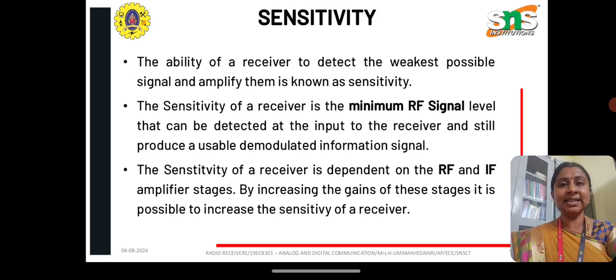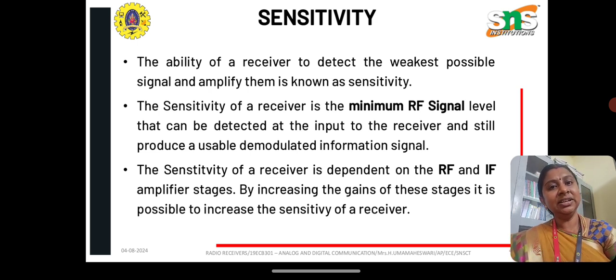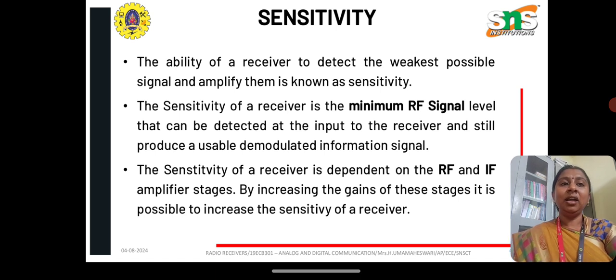The first one is sensitivity. Sensitivity is nothing but the ability of a receiver to detect the weakest possible signal and amplify it. It is the minimum RF signal level that can be detected at the input to the receiver and still produce a usable demodulated information signal.